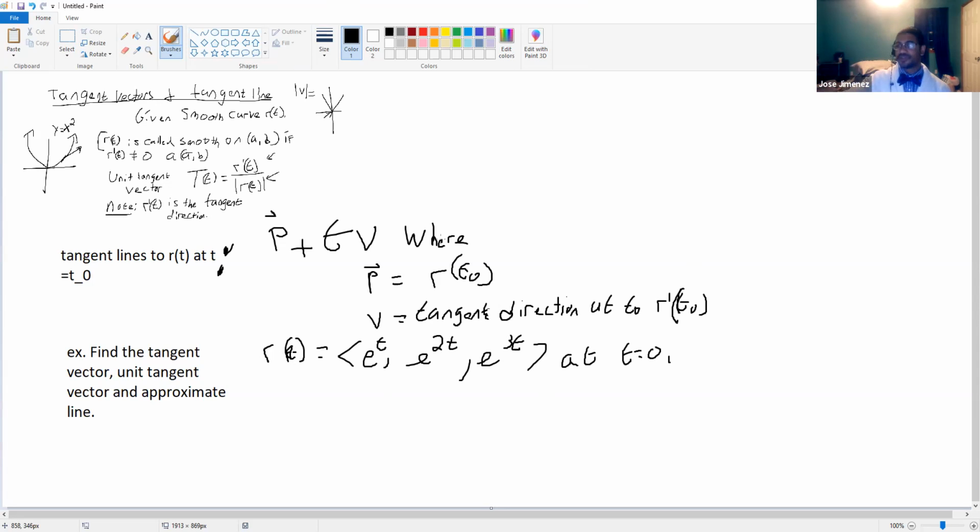So the first thing we want to do is what we normally do. We normally take the derivative. So let's take the derivative of this function. And since you guys are so excited, I will do it for you because I'm such a nice guy. When we take the derivative of e to the t, we're going to get e to the t. If we take the derivative of e to the 2t, we're going to get 2e to the 2t. And if we take the derivative of e to the 3t, we're going to get 3e to the 3t.